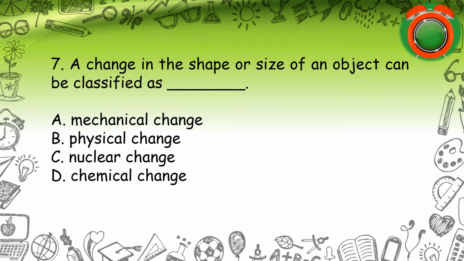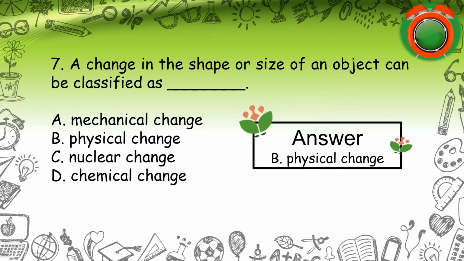Number 7 question. A change in the shape or size of an object can be classified as blank. A. Mechanical change. B. Physical change. C. Nuclear change. D. Chemical change. The correct answer is B.